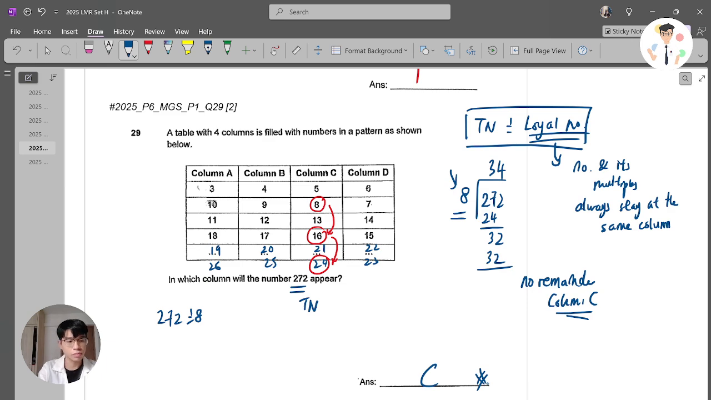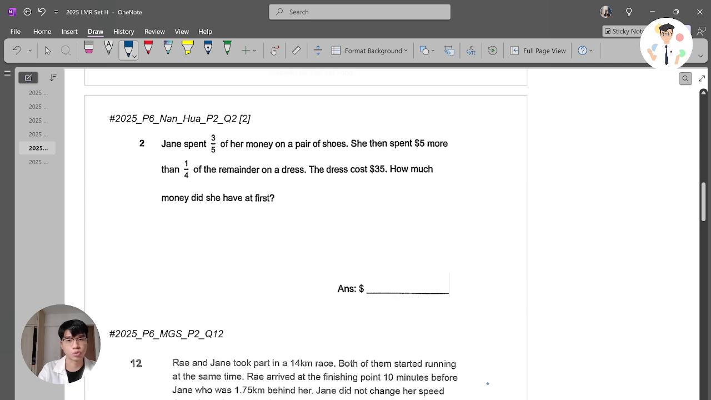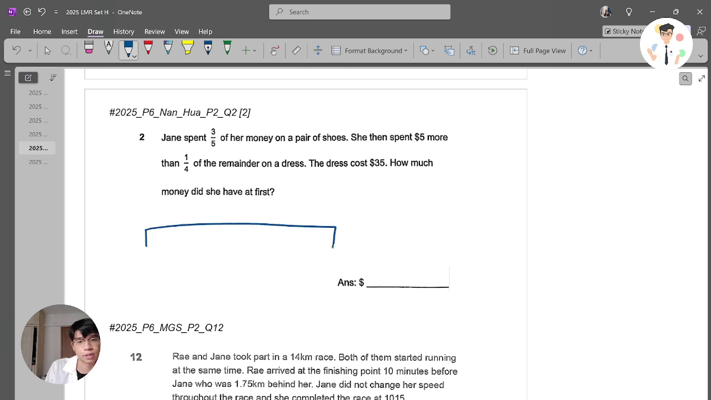Let's move on to our next question, which is from Nanhua Paper 2, question 2. Here it says that Jane spent 3 out of 5 of her money on a pair of shoes. Let me just draw 5 units here: 1, 2, 3, 4, 5. These 3 out of 5 are spent on a pair of shoes. She then spent $5 more than 1 out of 4 of the remainder.